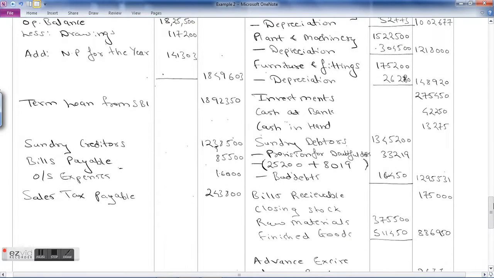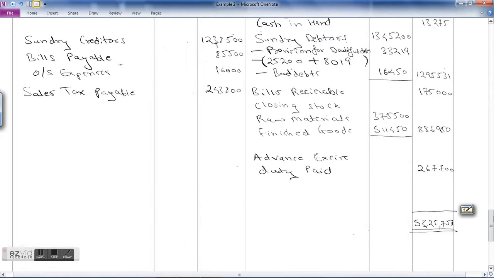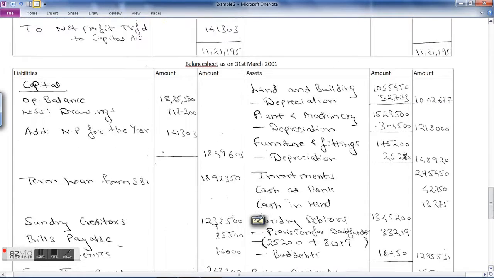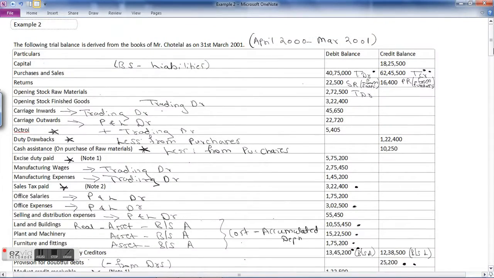Now let's see what is the total of liabilities side. So liabilities side: 18,49,603 plus 18,92,350 plus 12,38,500 plus 85,500 plus 16,000 plus 2,43,800. So total of liability side comes to 53,25,753. So our liabilities are equal to assets. Balance sheet matches. So that's all about the example on final accounts, which includes excise duty, sales tax and VAT credit. Okay, thank you.